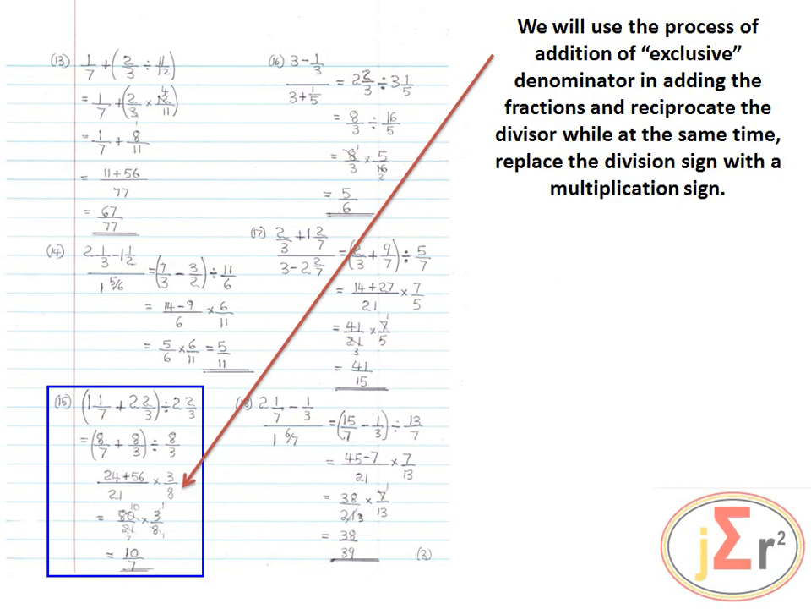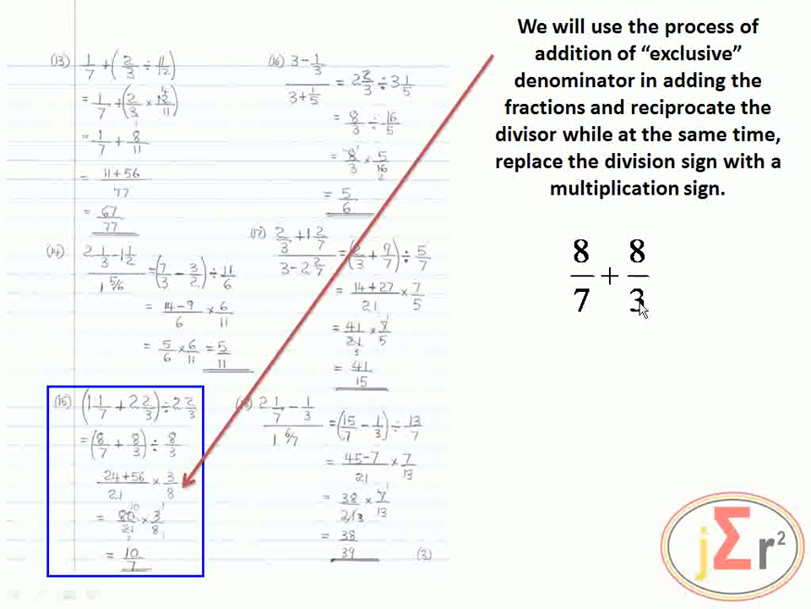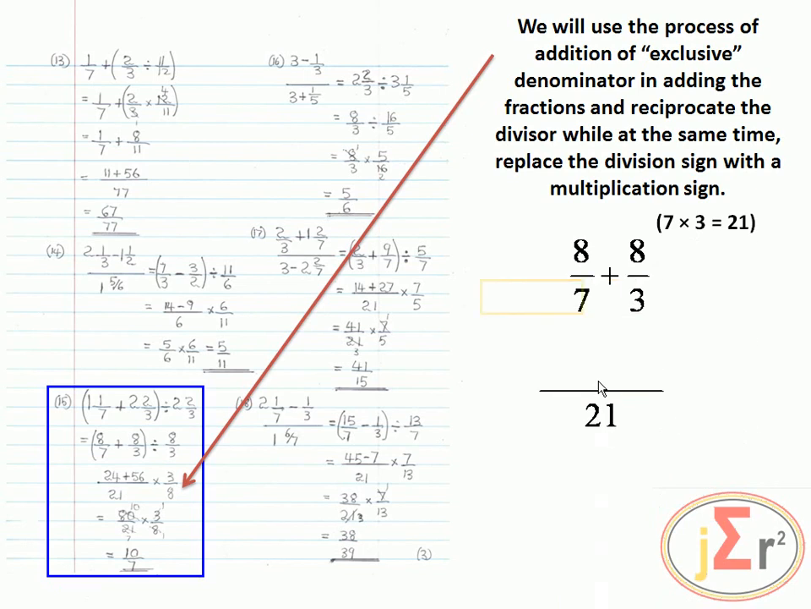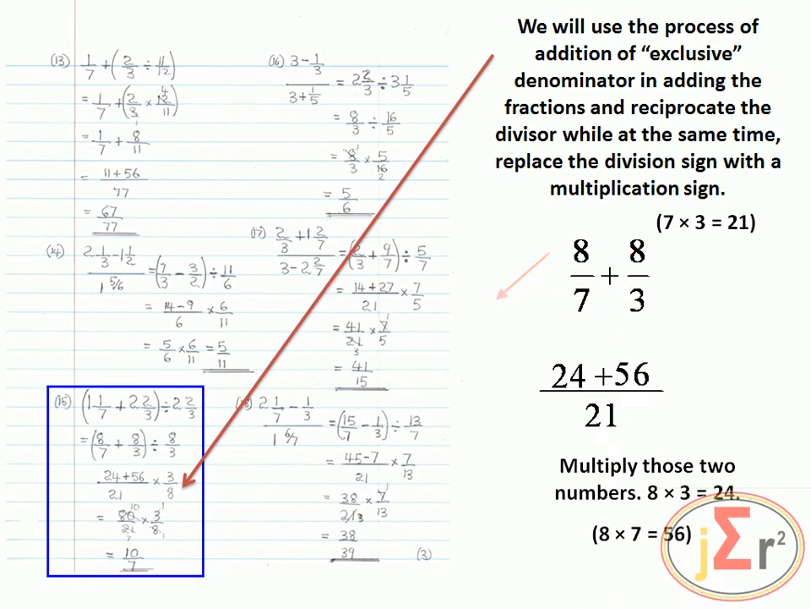We will use the process of addition of exclusive denominators in adding the fractions, and reciprocate the divisor, while at the same time replacing the division sign with a multiplication sign. So we are adding those two by making use of the fact that those are exclusive, so they do not have common factors. So the new denominator will be the product of those two denominators, 21. Then we say 8 3s, 24. Then we say 8 7s, 56.